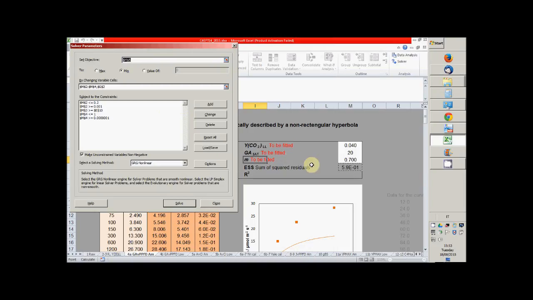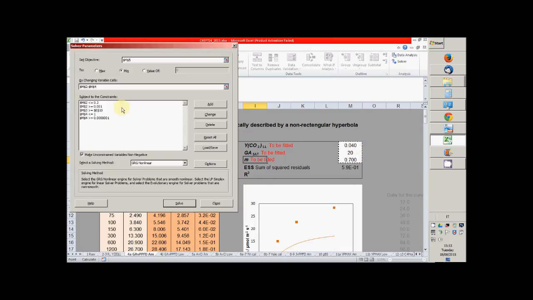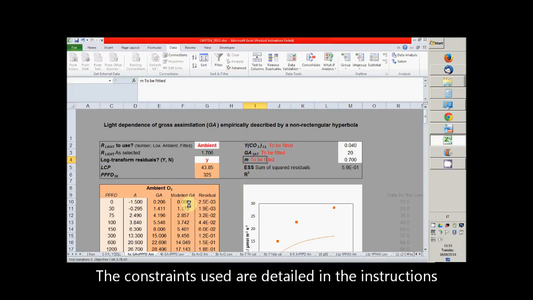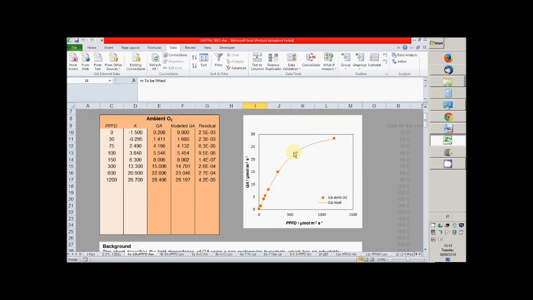specify as an objective cell the sum of squared residuals, insert the three parameters as variable cells, and these constraints are meant to speed up the fitting procedure. We may now click Solve. Now the hyperbola represents our light curve.